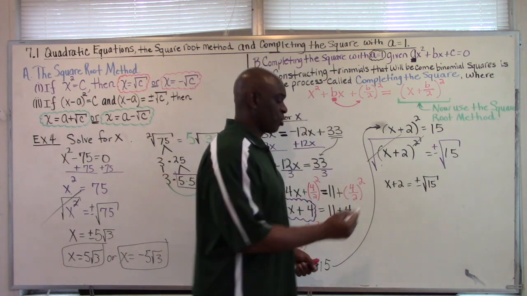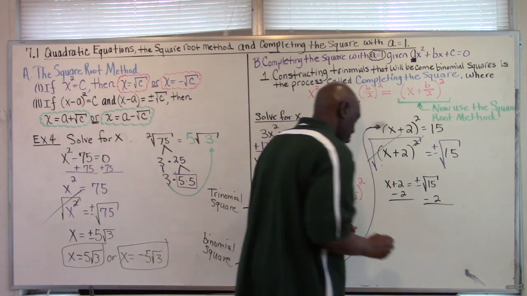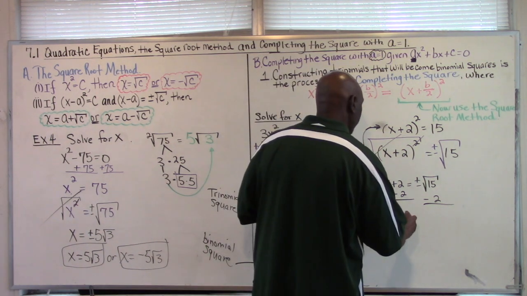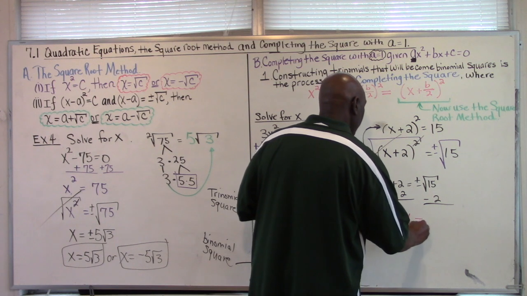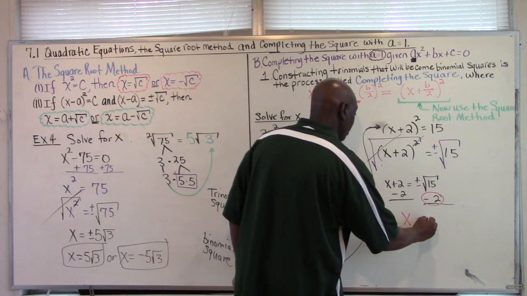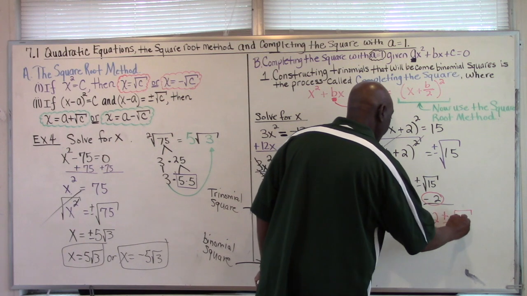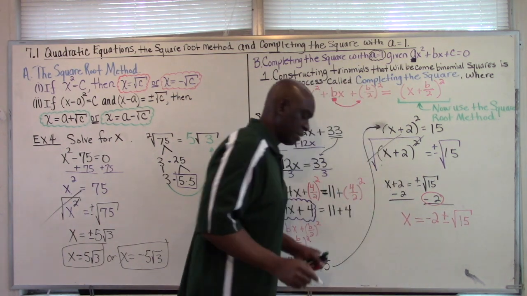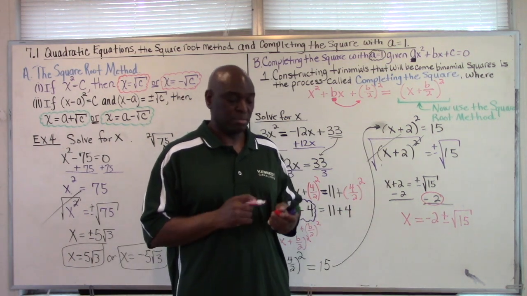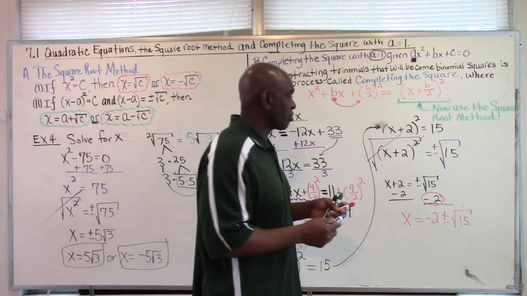Okay? Let's go ahead and subtract 2 from both sides. Minus 2, minus 2. If I do that, I'm going to have x equals, again, write this bottom number first, negative 2 plus or minus the square root of 15. All right? There is no need for us to break down the square root of 15. Because there are no groupings.